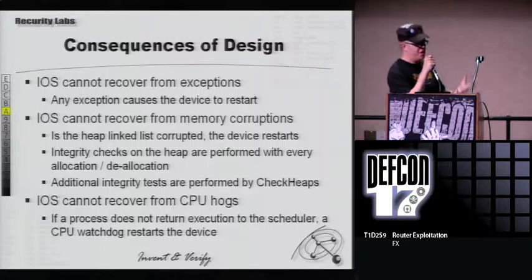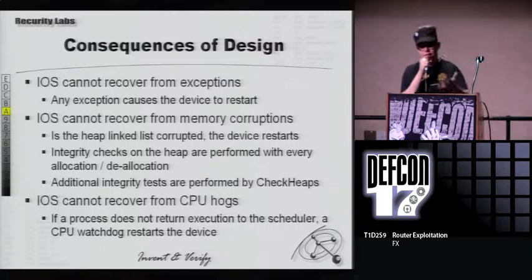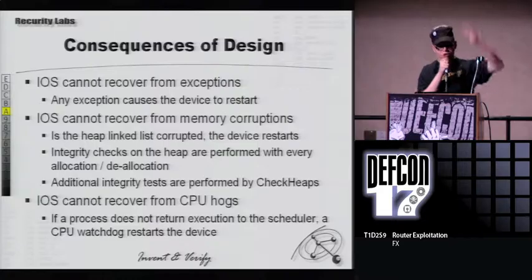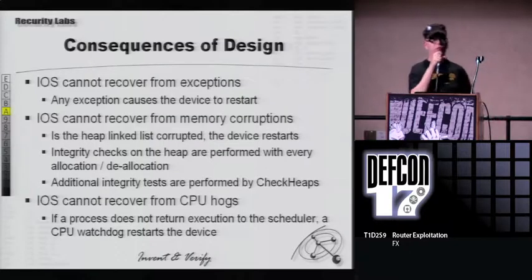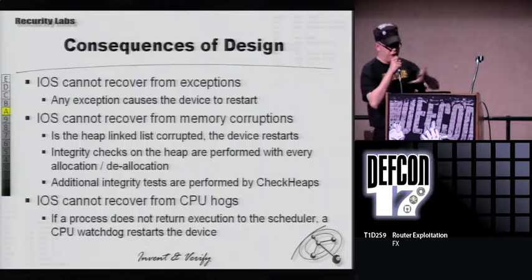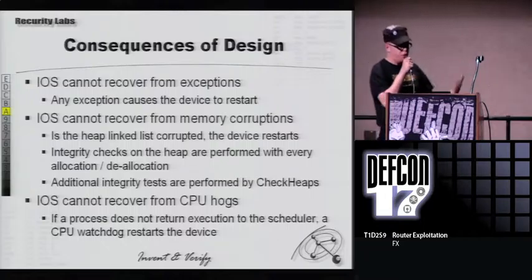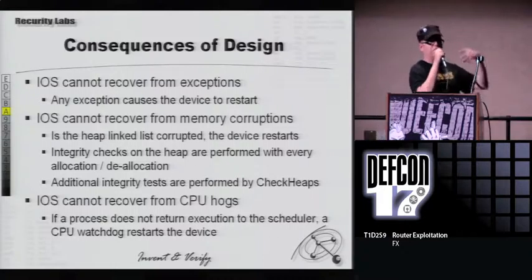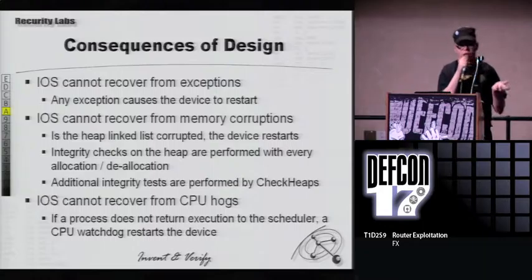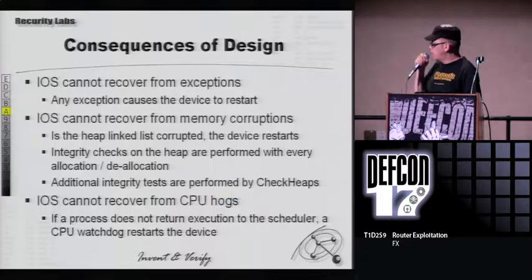So therefore, they actually have an additional process that is called check heaps and walks the heap and tries to find corruption in the heap. And if it finds it, it reboots the box. And it cannot handle CPU hogs. So Windows 95 task scheduling, right? One process eating all the CPU power. They actually have a watchdog, and the watchdog is then saying, if it takes longer, I reboot.